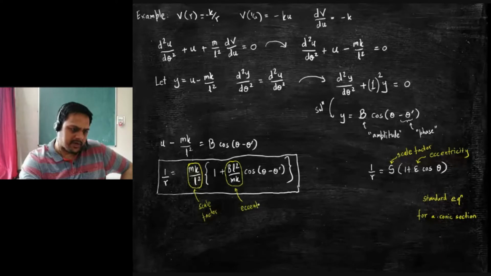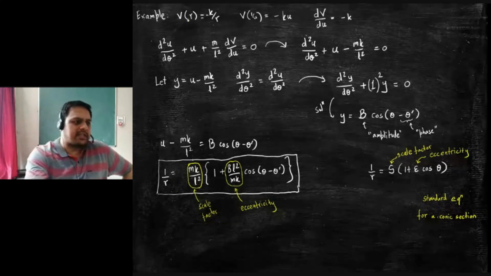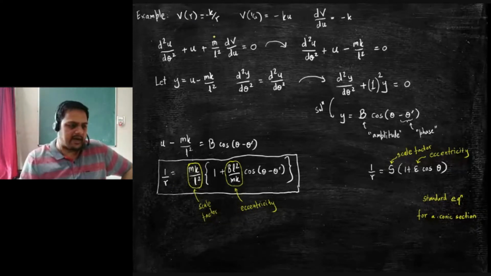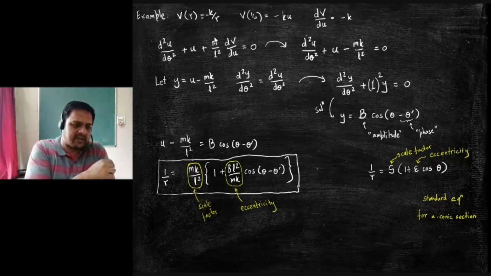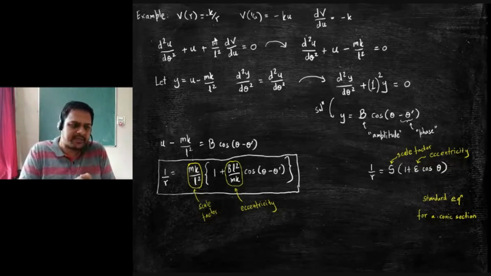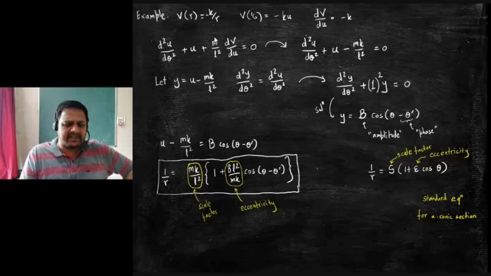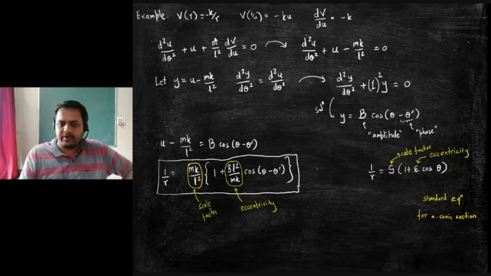And a very important thing: we know now that once the potential is equal to minus k by r, the orbit can only be a conic section, because the standard format of the equation of orbit shows that it is a conic section. Which means that basically it will always be either a circle, an ellipse, a parabola or a hyperbola. This is something which we did not know earlier.